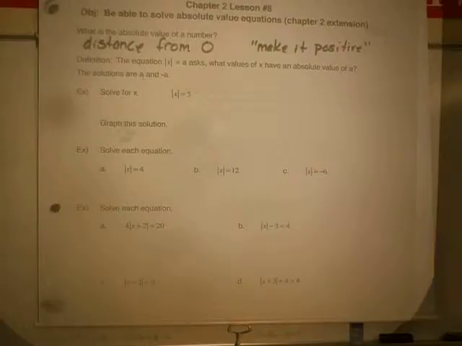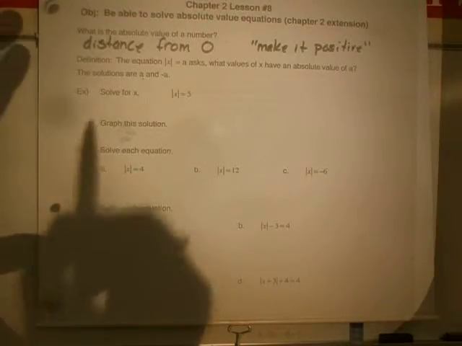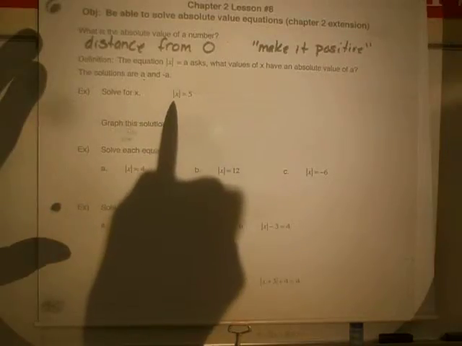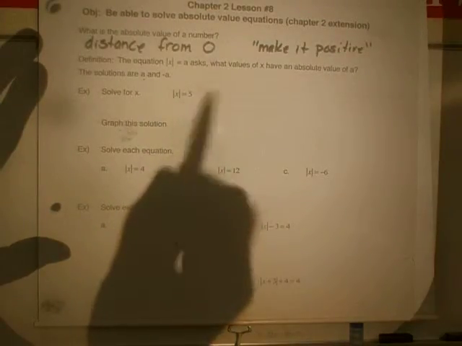The definition here, the equation absolute value of x equals a asks what values of x have an absolute value of a. Our answers are a and negative a, or a and the opposite of a. And quite frankly, I think when you get the two different variables in there, it makes it a little confusing. Let's take a look at these first 4 examples. The first example says solve for x. Absolute value of x equals 5.